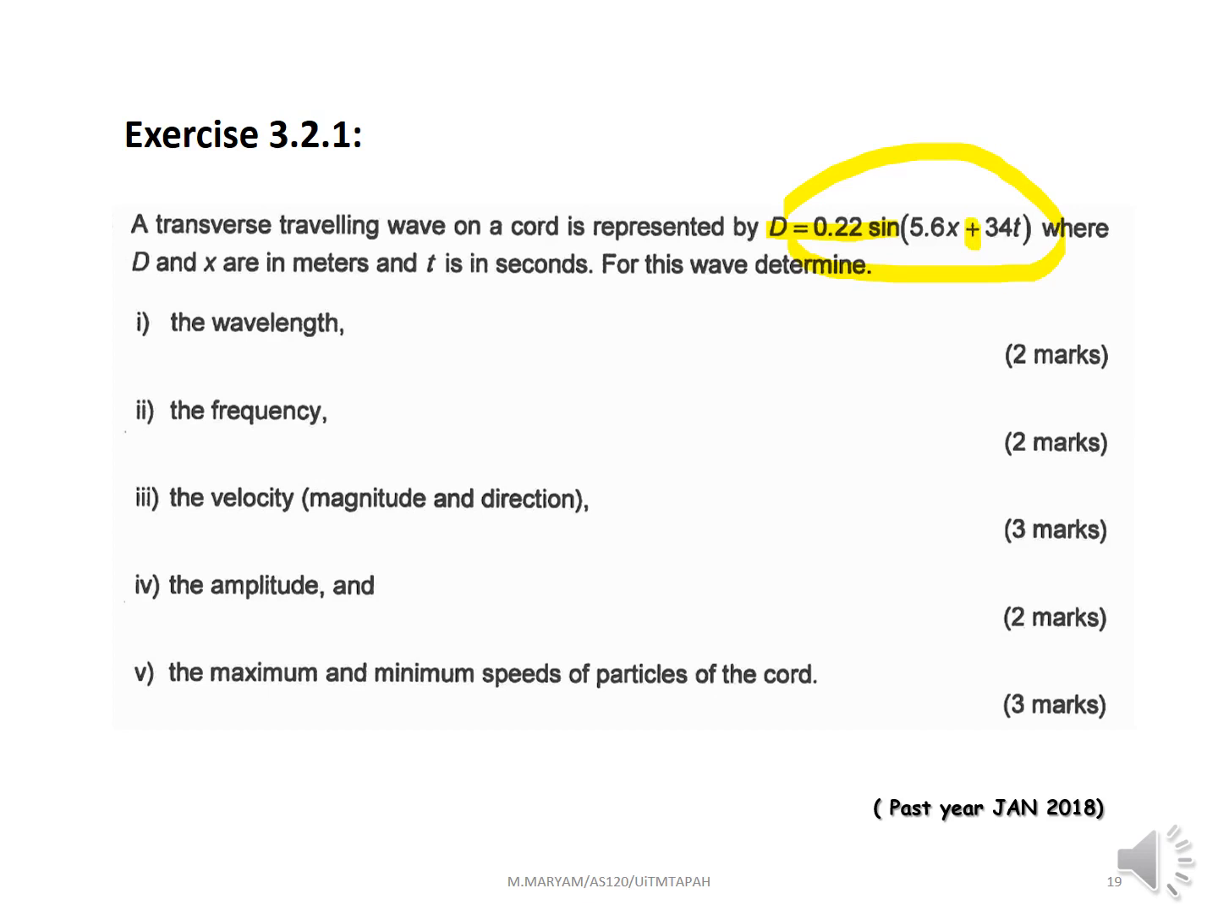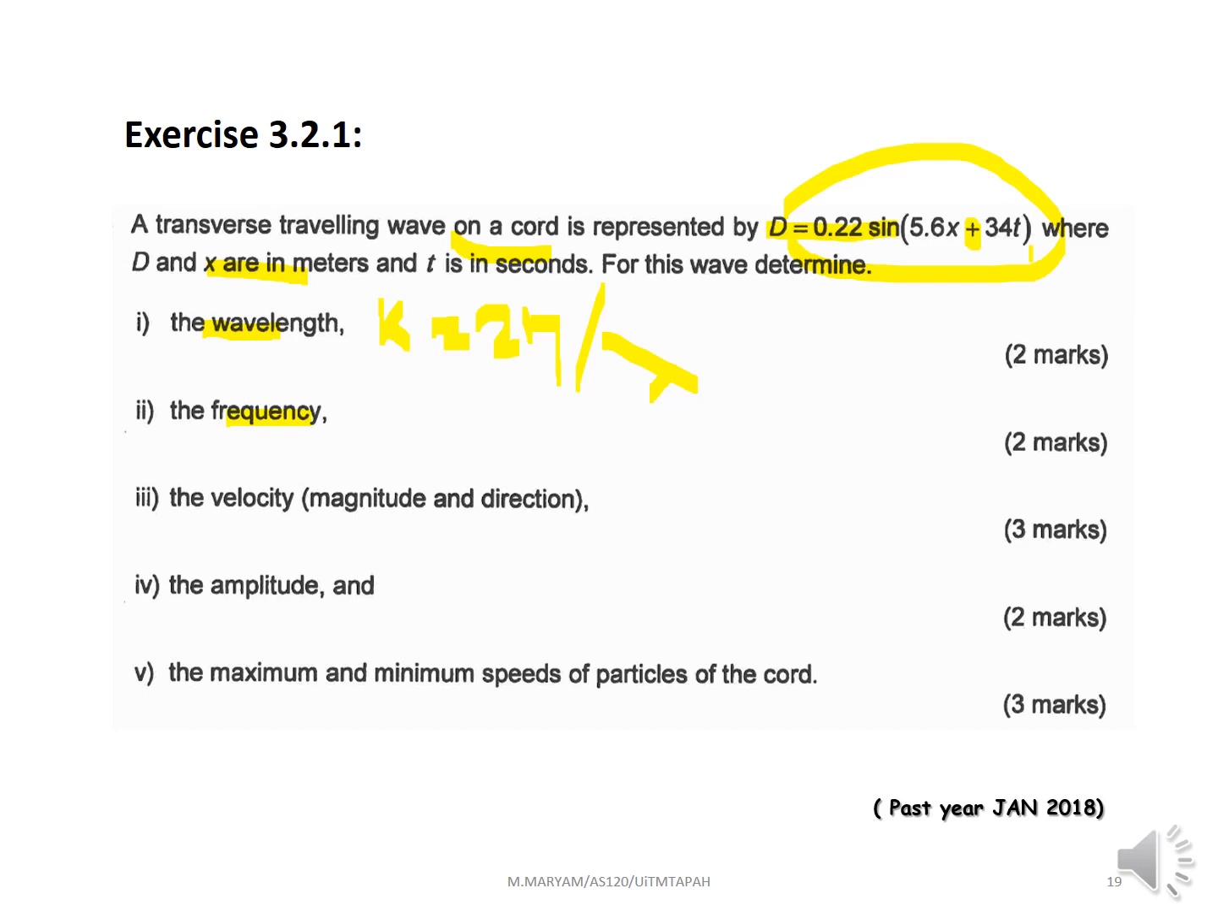Positive here means that the wave is traveling to the left, where y and x are in meters and t is in seconds. So for this wave, determine the wavelength. How to find the wavelength? For the wavelength, you can use the equation k equals 2 pi divided by lambda. k is already given in the information. So just substitute all the information. k is 5.6 here, and 2 pi is a constant, so you can find lambda.